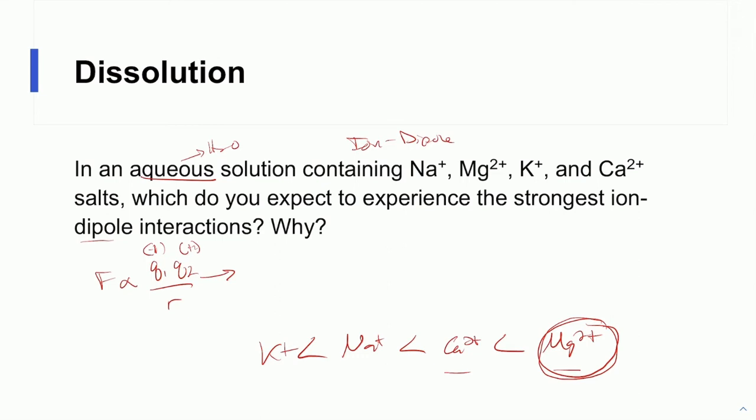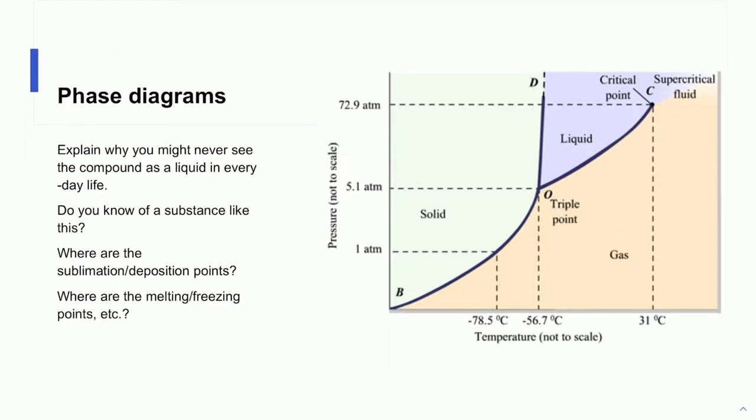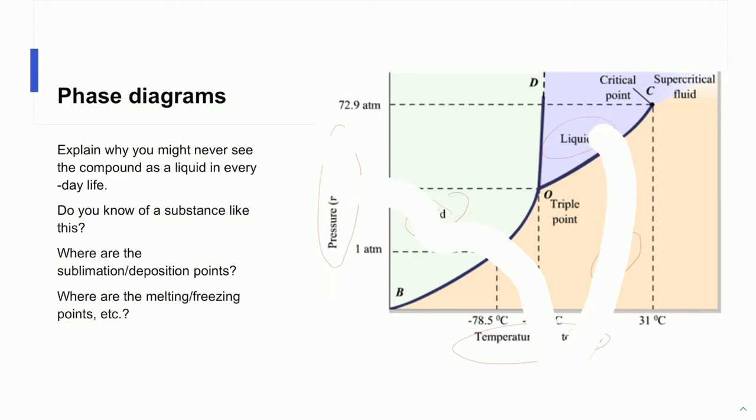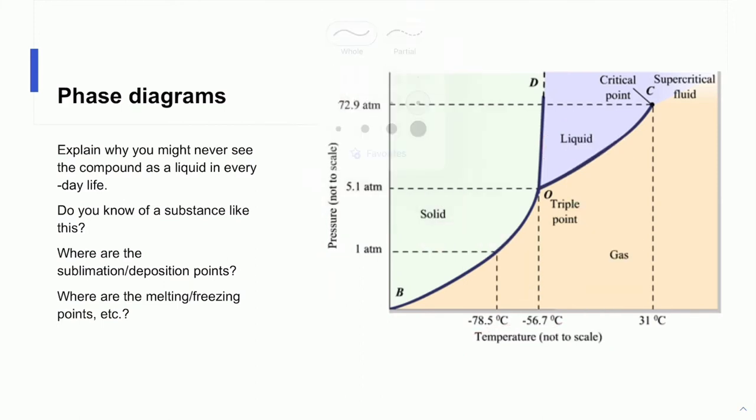Okay, now on to phase diagrams. Phase diagrams explain, based off of pressure and temperature, what phase, either solid, liquid, or gas, a particular substance will be at. So it says, explain why you might never see this compound as a liquid in everyday life. Well, if you look at where it is a liquid, at the temperature and the pressure at which it's at, you'd have to be at an atmospheric pressure of 5.1 at least, and at least this would be the triple point, right? But even to be passed into this range, that's the minimum where you'd have to be.